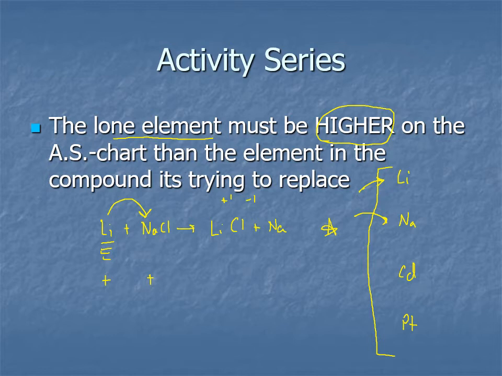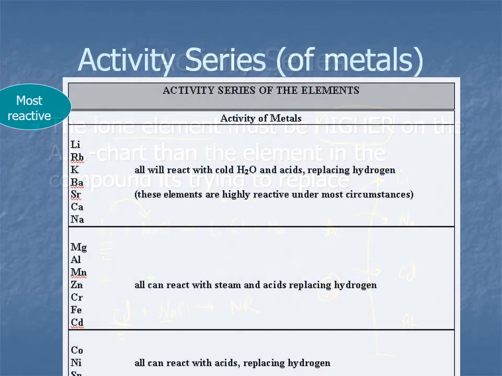If lithium were lower, if I tried to do the same thing with cadmium, so cadmium plus sodium chloride producing. Cadmium is a metal, sodium is a metal. Cadmium as a free element must be higher for this reaction, and cadmium is lower. So sad face. Actually, that's a mad face. There's a sad face. So this reaction will not occur. Cadmium is not strong enough to break that chemical bond up. So hopefully now let's see the activity series.